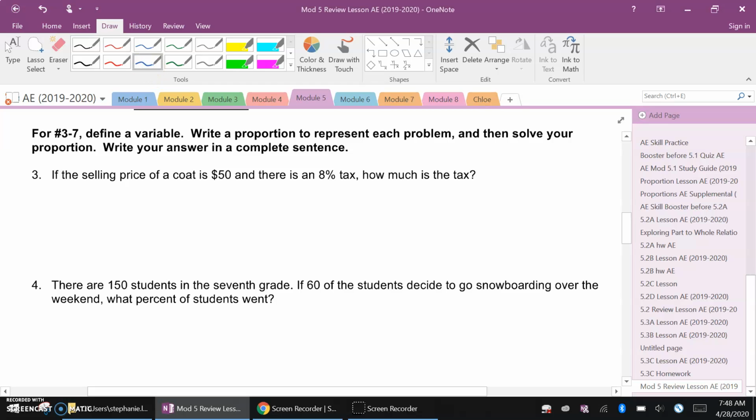So it says if the selling price of a coat is $50. That's important because it tells us selling price and $50, and there's an 8% tax. How much is the tax? So this is our part, this is our whole. So what we're looking for is the amount of tax.